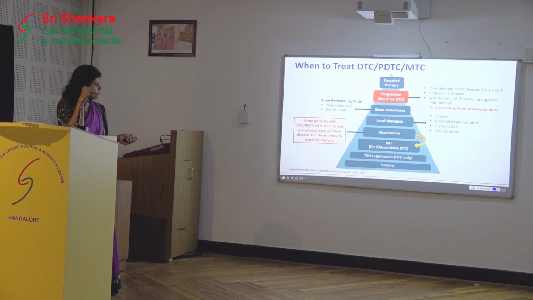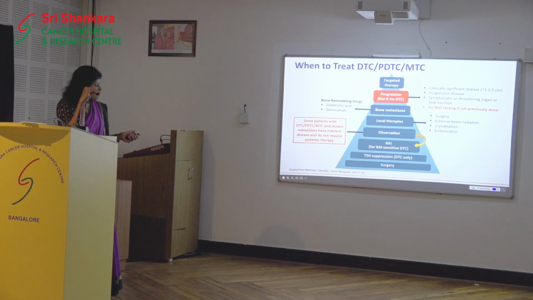Again, when they present with metastasis, we have to follow up with the same arms. We need to step up our TSH suppression. We need to do a radioiodine study and see whether they are still radioiodine uptake positive. If they're positive, again a chance of radioiodine ablation can be offered. And there are some local therapies, like if they present with local tumor bed recurrence or nodal recurrence where surgery is possible, external beam radiation, cryoablation or embolization. These local therapies can be offered.